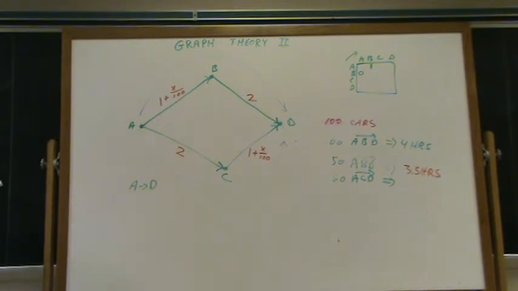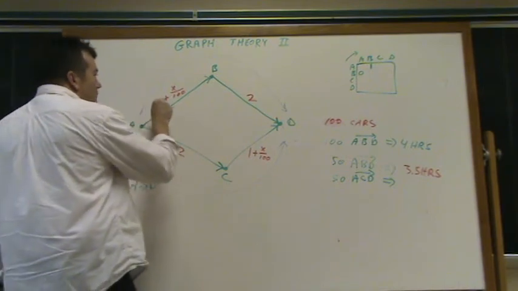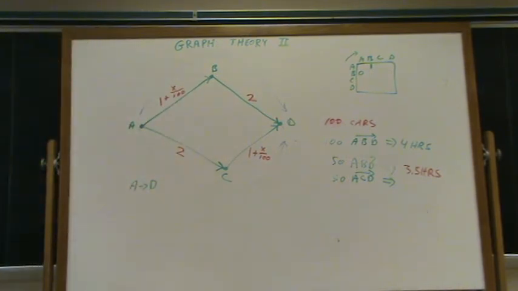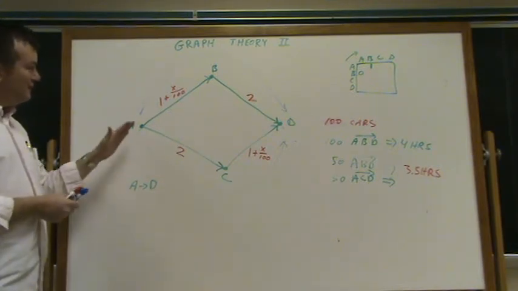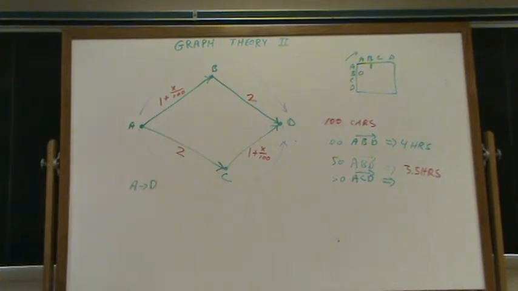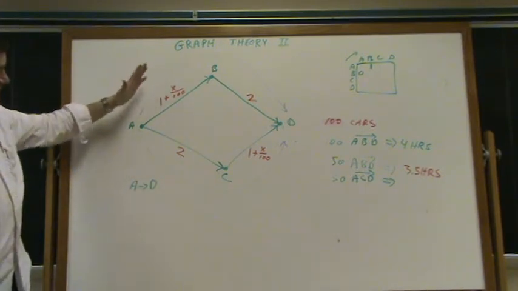So this is a very interesting graph problem, because we're not assigning a number to the edge, we're actually assigning a function to an edge. And there's a real world application for this. This is the way traffic goes. The more cars, the slower you go. So sometimes you have to put a function on an edge.